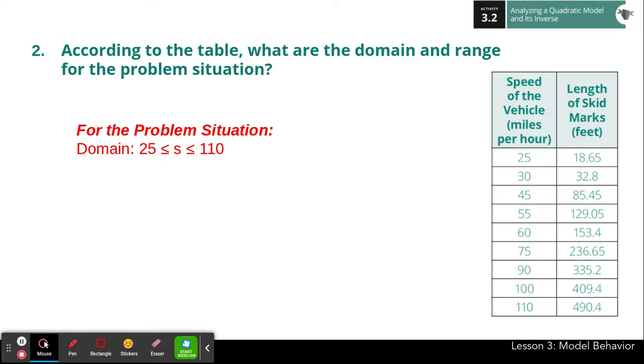And then the range is your output. So take a look at the skid mark length. Looks like 18.65 was my shortest and 490.4 was my longest, which is really long. And so that means my range is going to be everything in between those two numbers, including those numbers.